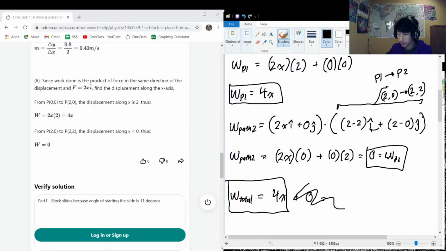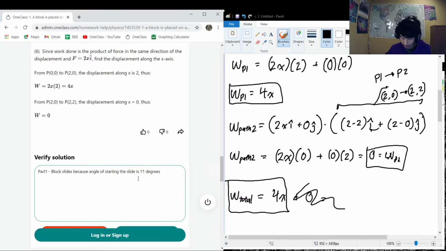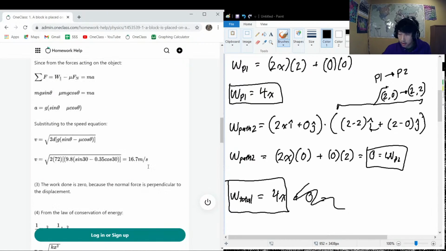And all that's left to mention is that the total work would be the sum of there. Yeah, cool. So this solution is pretty good. So that is part 6.